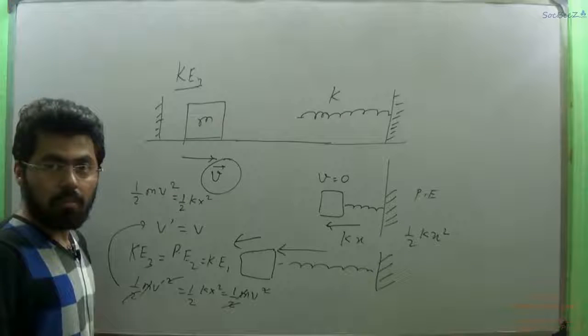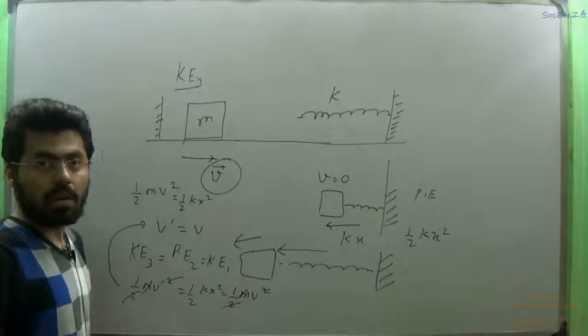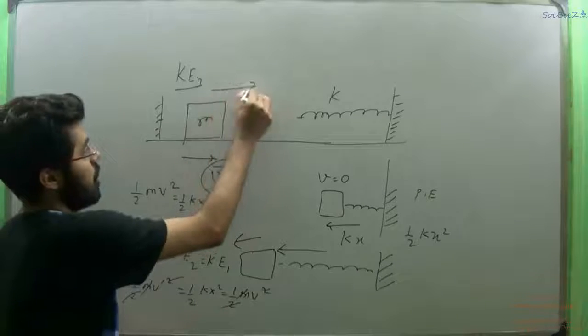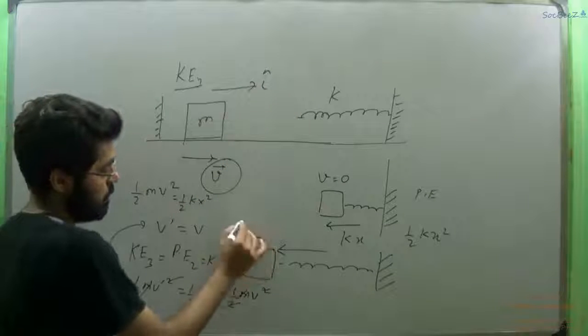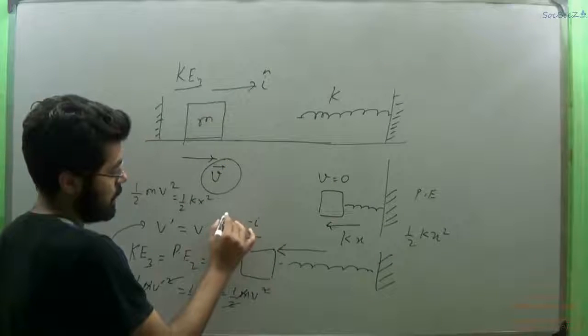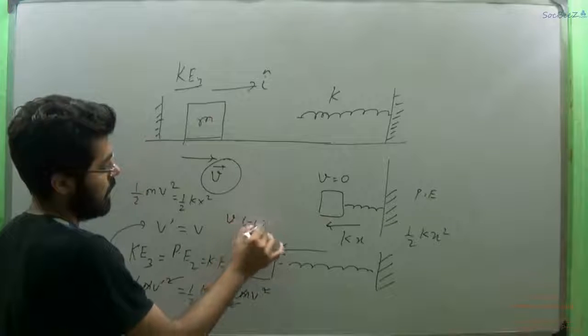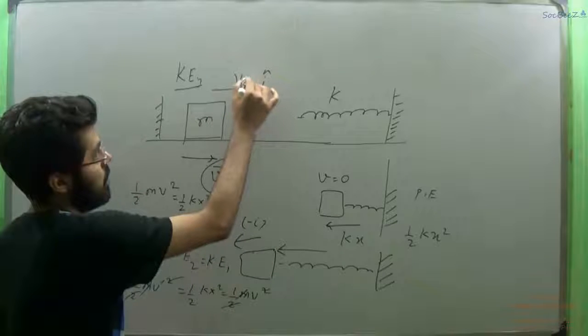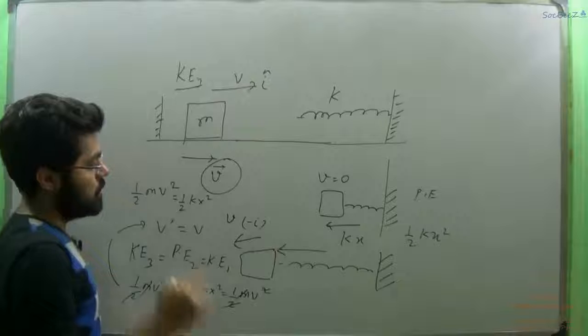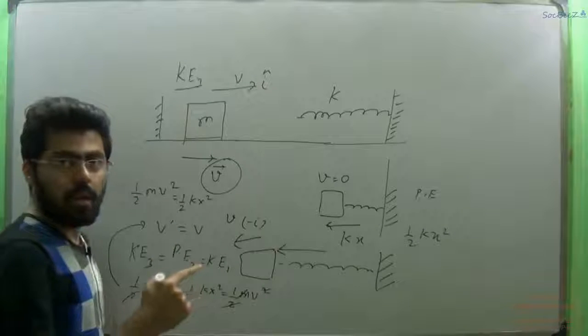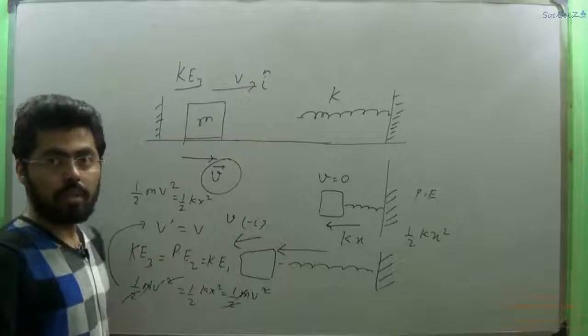But is the velocity the same? Definitely not. Velocity in this direction is along plus i. Velocity in this direction is minus i. So here it's v minus i. Here also it's v, but i. So speed is the same. Velocity is not the same.